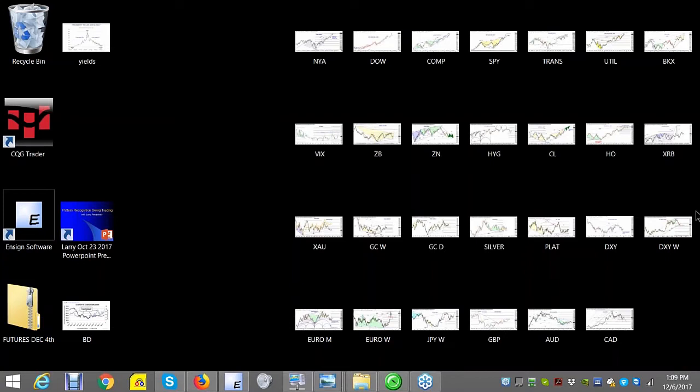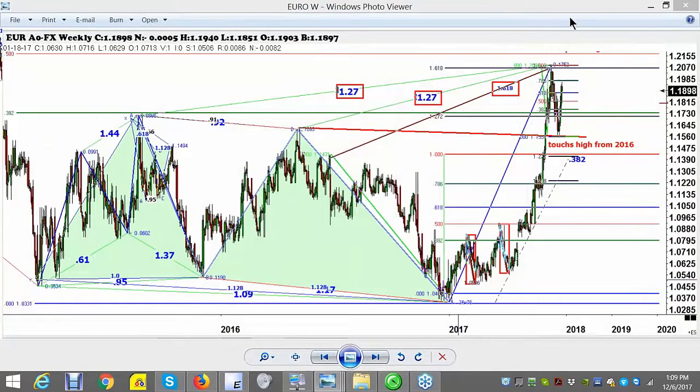Programming. The question is, is there a program? Yes, there's several. The program that I use is Ensign Software. It runs about $50 a month. It draws all these in. These numbers that you're seeing here are what they call Pesavento patterns, because it draws in all the ratios so that I can see them.